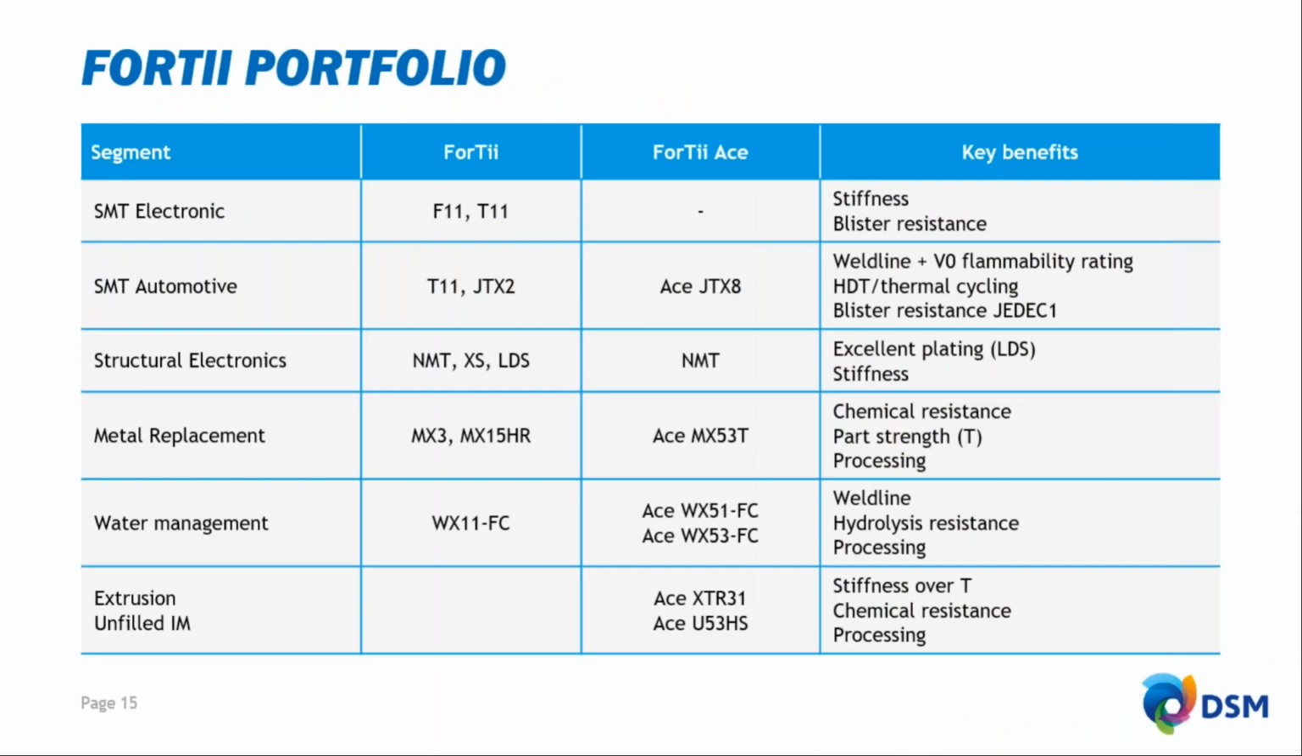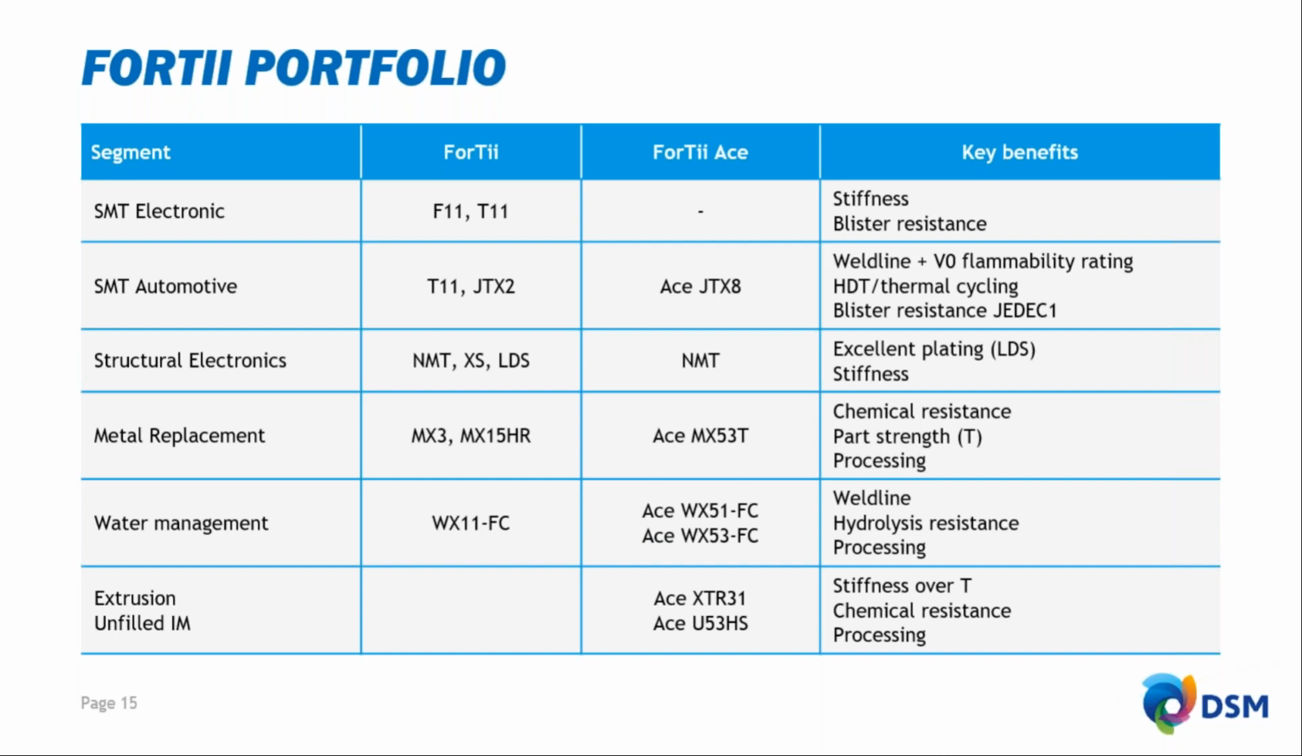So looking at the 4T PPA portfolio, and the 4T is DSM's trade name for our PPAs, we have a whole host of products for different markets that we serve, and that just gives you a brief overview from electronic to automotive electronics, as well as metal replacement. So when we focus in on the oil and gas industry, we have a number of materials, but the key focus for our rod guides is our 4T MX15HR material. Has excellent chemical resistance, improved part strength, and very good processing.